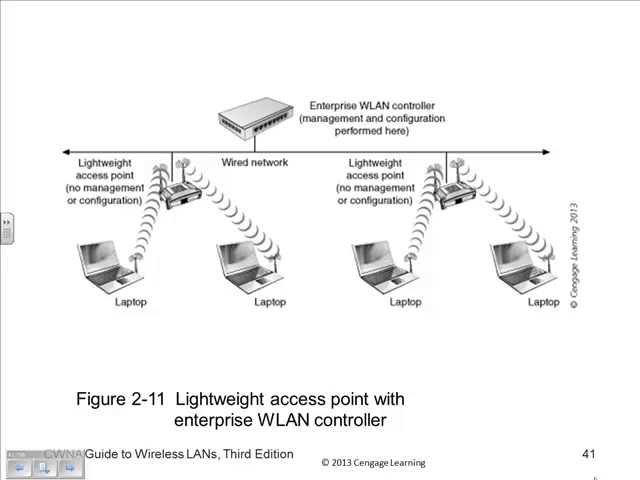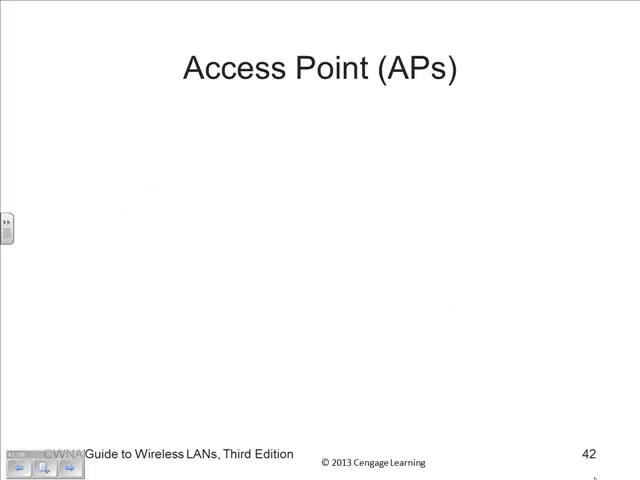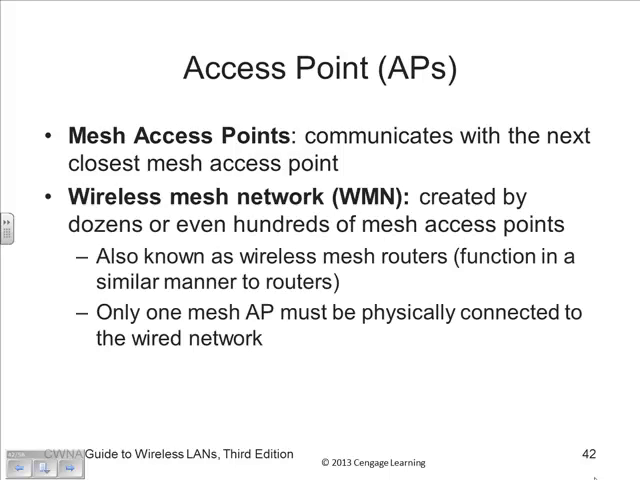The only time you're not going to need a wired infrastructure is if you have a wireless mesh. Those are usually self-healing. They'll automatically turn on and just start talking to each other. They find the best paths themselves. Each communicates with the next closest access point. You can create dozens, even hundreds of mesh access points, and you only have to have one device that's connected to your wired network that way.